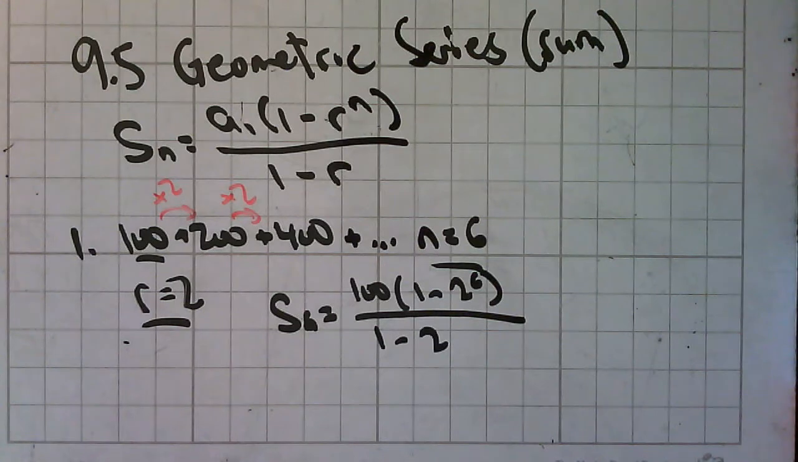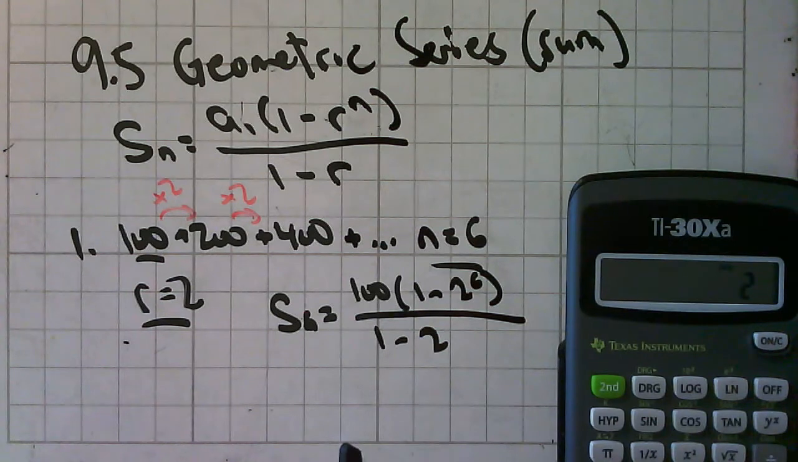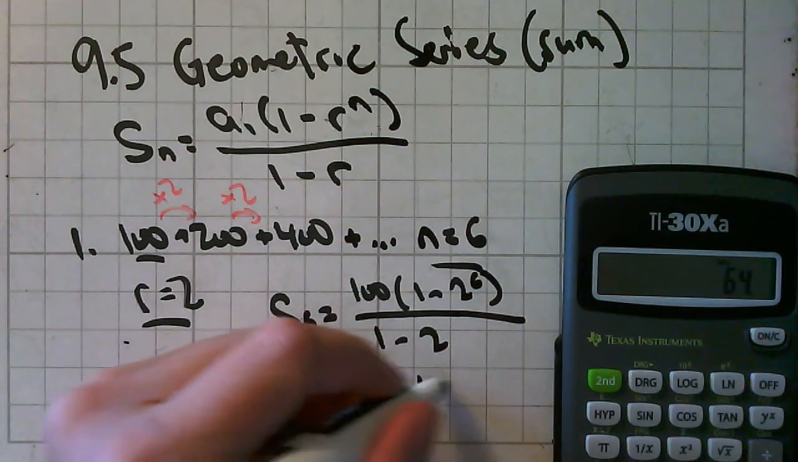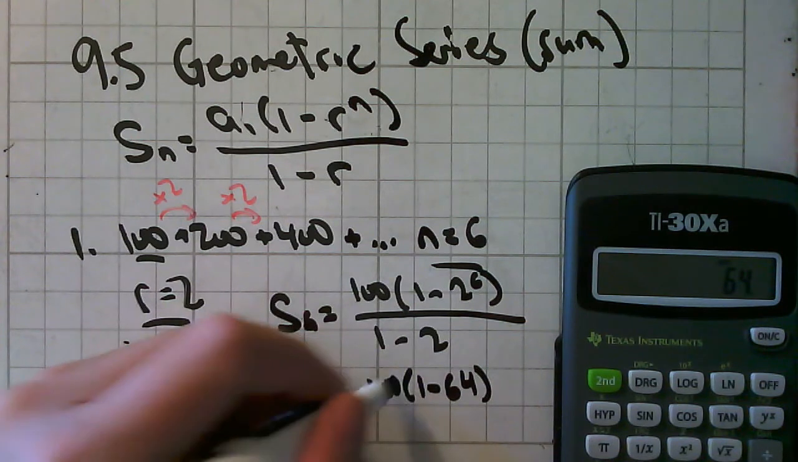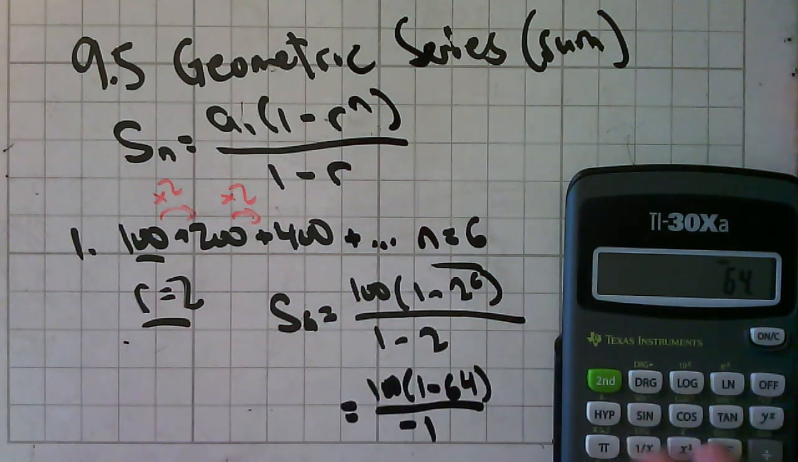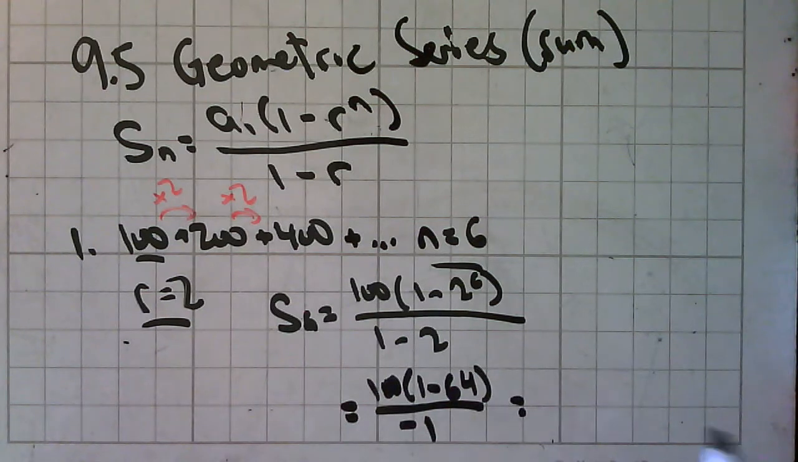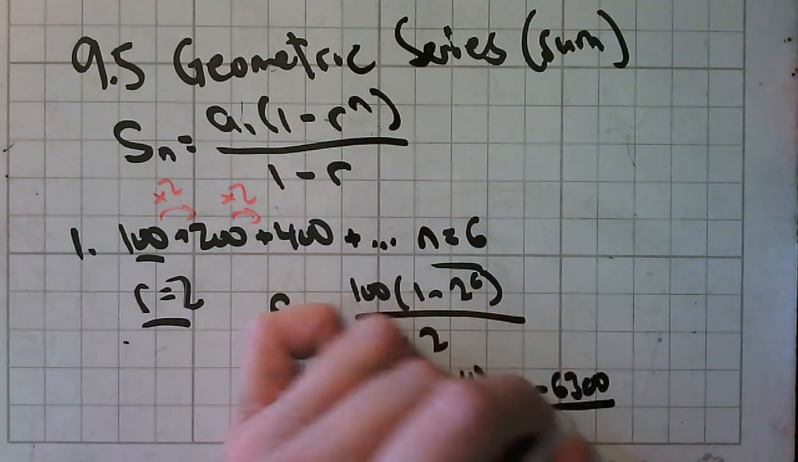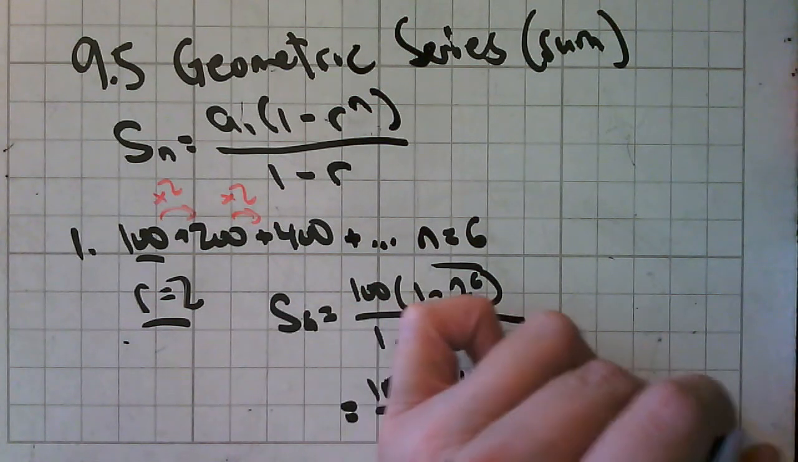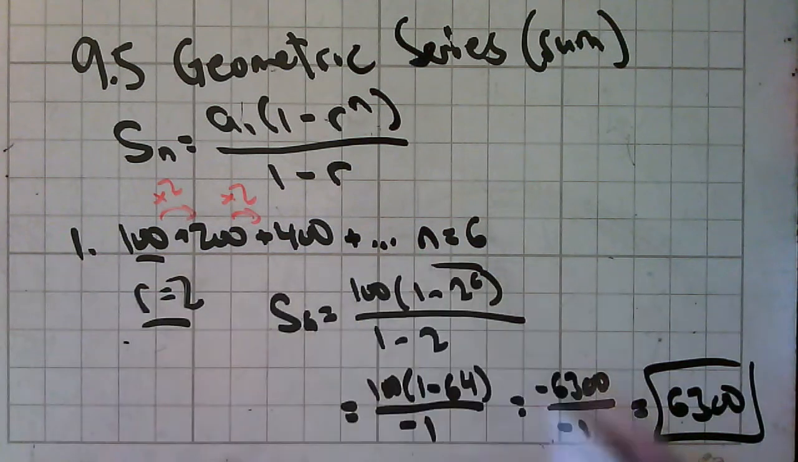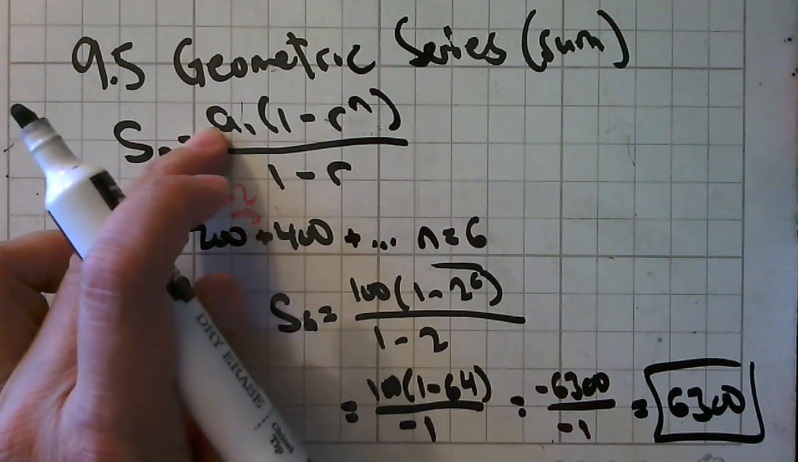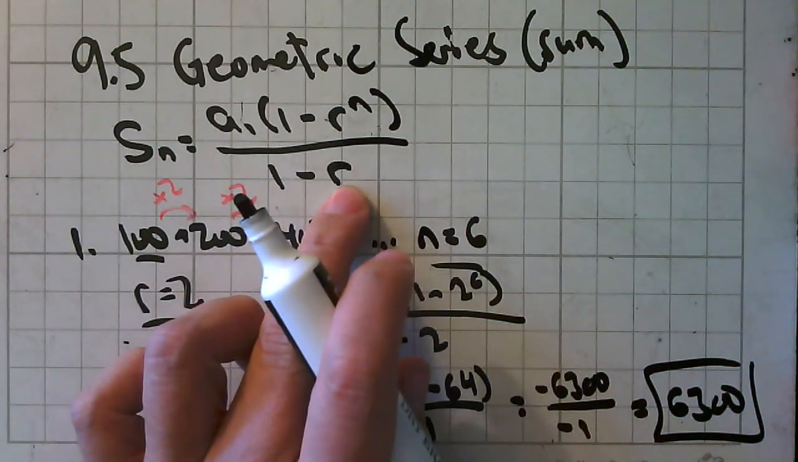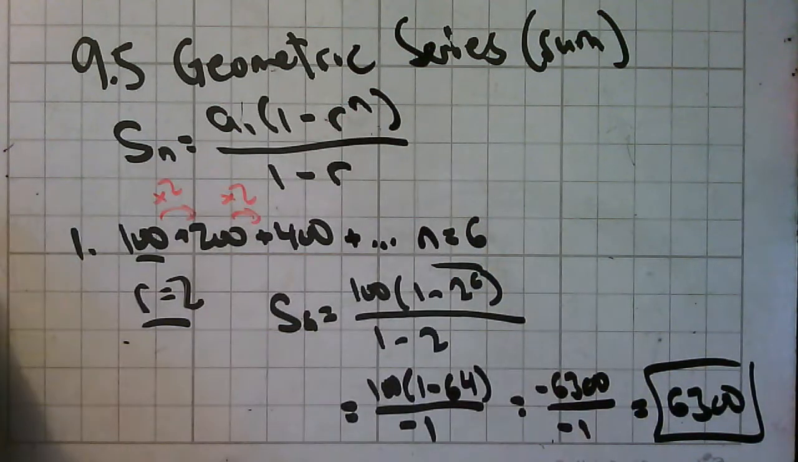So you're going to plug this into your calculator. 2 to the 6th is 64, so you get 1 minus 64, times 100, over negative 1. So 100 times negative 63 is negative 6,300 over negative 1. So it's 6,300. When you add those all up, they add up to 6,300. So again, you just need your first term, your rate of change, and n, the number of terms.